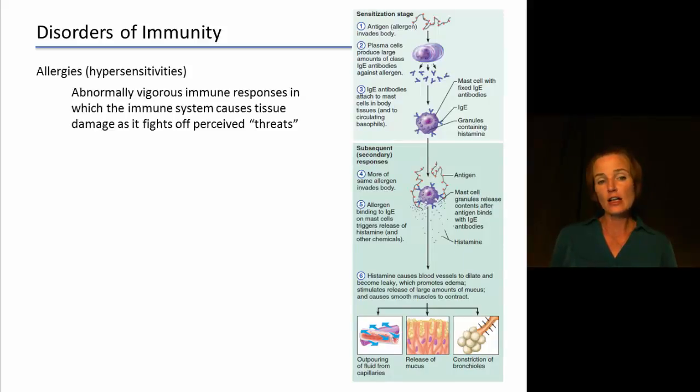We can also have allergies. These are hypersensitivities. Allergies are going to be when we have abnormally vigorous immune responses, where the immune system is going to cause tissue damage as it's trying to fight off this substance that it's perceiving as a threat. So it's perceiving this allergen as a threat, and it mounts a particularly elaborate response against it.